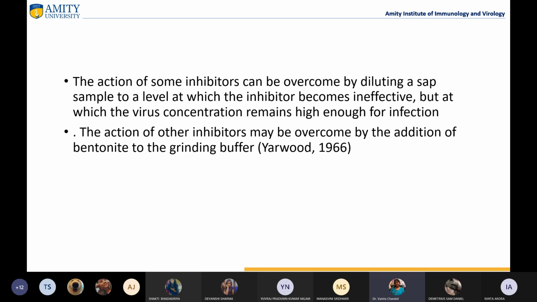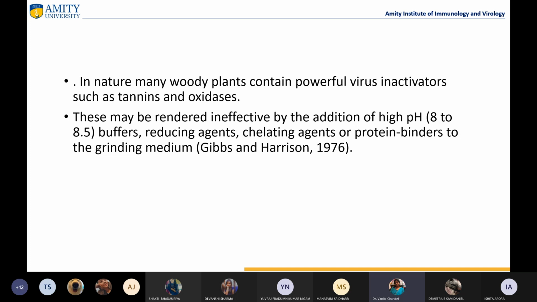So the action of other inhibitors can be overcome by addition of certain chemicals such as bentonite to the grinding buffer. So certain reducing agents can be used along with the grinding buffer, which can inactivate these kinds of compounds. For example, in nature, many woody plants contain virus inactivators such as tannins and oxidases, and these can be rendered ineffective by addition of high pH buffers, reducing agents, chelating agents, or protein binders to the grinding medium.